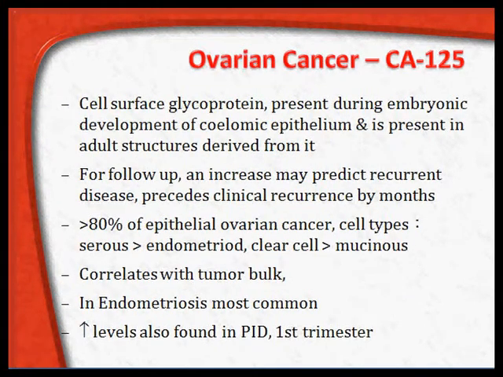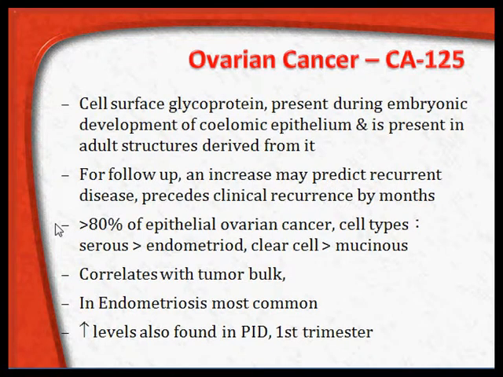As far as CA125 and ovarian cancer is concerned, CA125 is a cell surface glycoprotein present during the embryonic development of coelomic epithelium and is present in adult structures derived from the coelomic epithelium. For follow-up, an increase may predict recurrent disease, and precedes clinical recurrence by many months. More than 80% of the epithelial ovarian cancer cell types are serous more than endometrioid, clear cell more than mucinous.